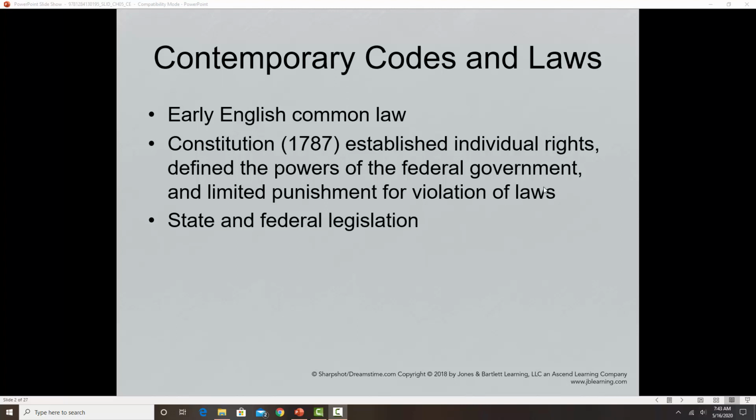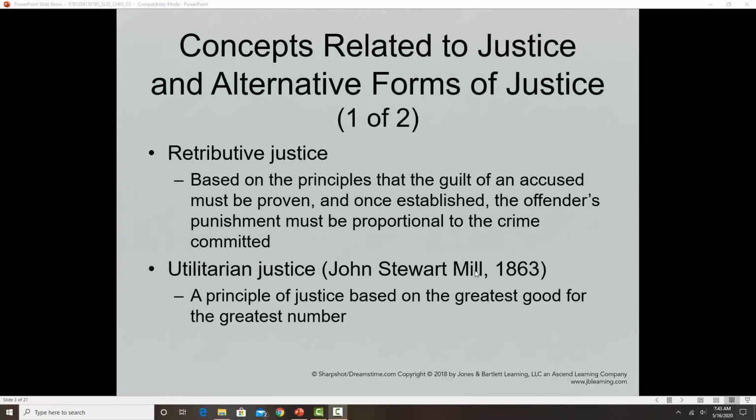Of course, we had the Constitution that was created here in the United States in 1787. You all don't need a history lesson, but it did establish individual rights. It defined the powers that the federal government has, and it limited punishment for violation of laws. We also have here in the United States state laws and federal legislation, which makes our system one of the most complicated in the entire world.